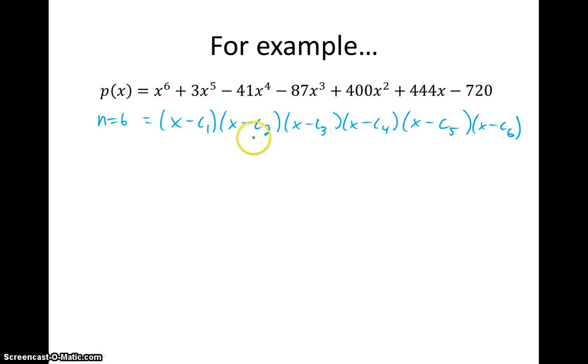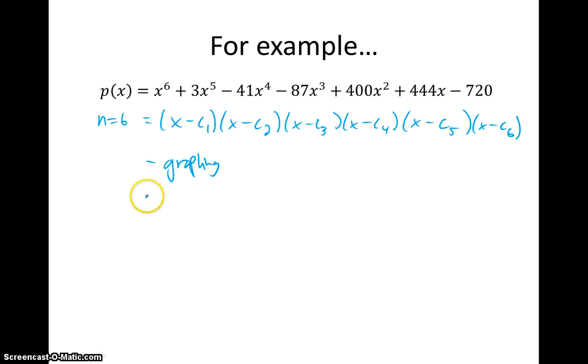Now, I don't know what these zeros are. The whole point of this is that we want to be able to find what those zeros are, and then we'll be able to have this factorization of the polynomial. So the question is, how do I get those? Well, if they're real zeros, we can get them by graphing. Graphing is one way we can do it.